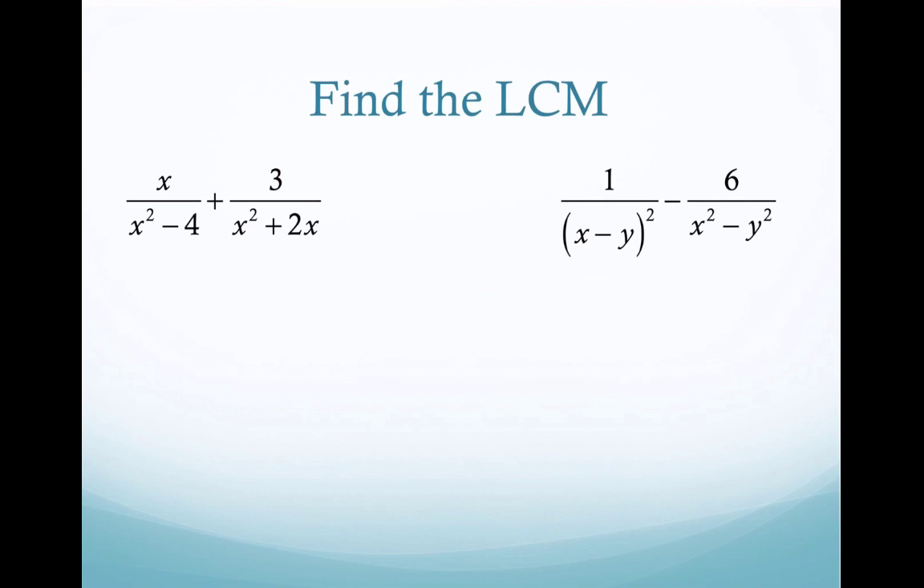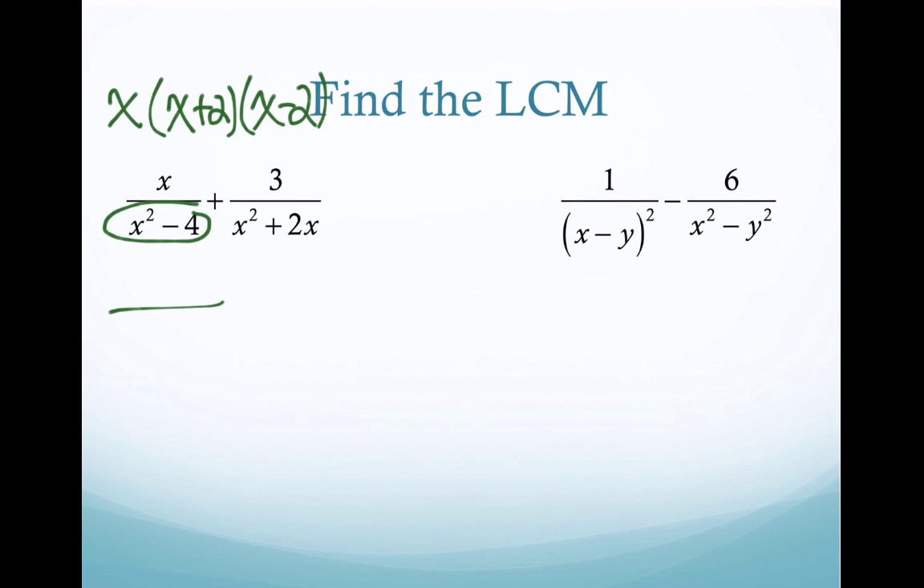In the next example, we found that our LCM is x times x plus 2 times x minus 2. This first fraction, if we look at the denominator, it's x squared minus 4, so that's x plus 2 times x minus 2. So all we're missing to have the LCM or the LCD is the x. So we're going to multiply top and bottom by x.